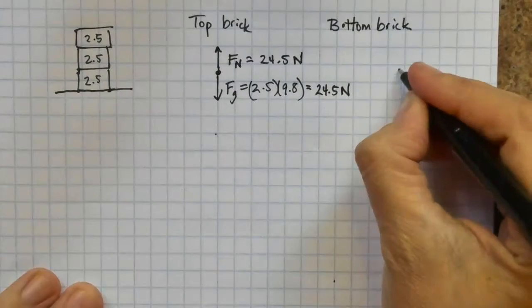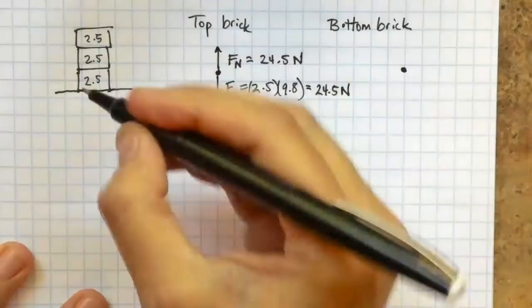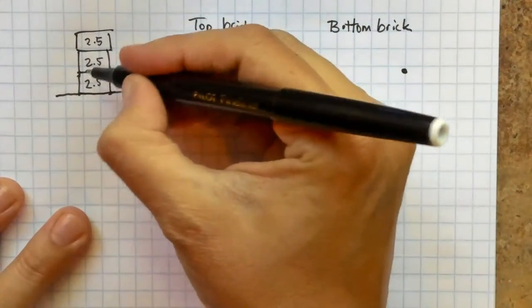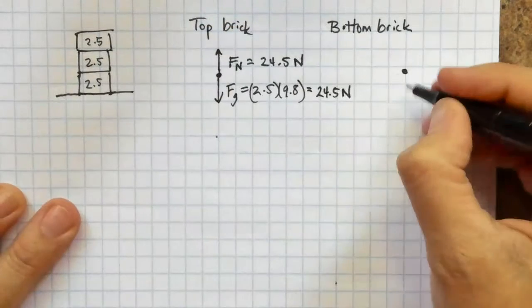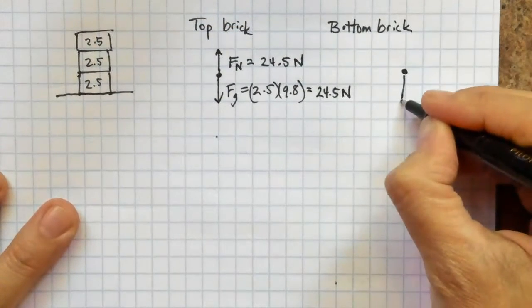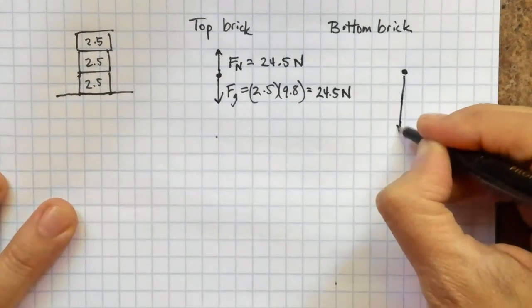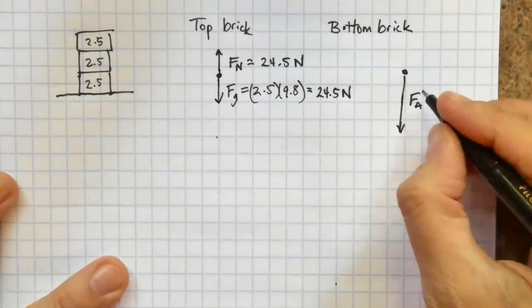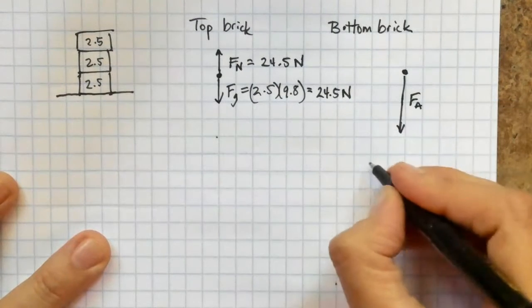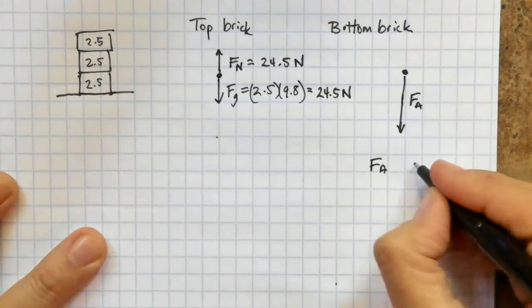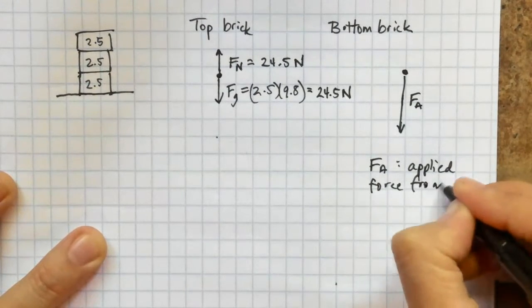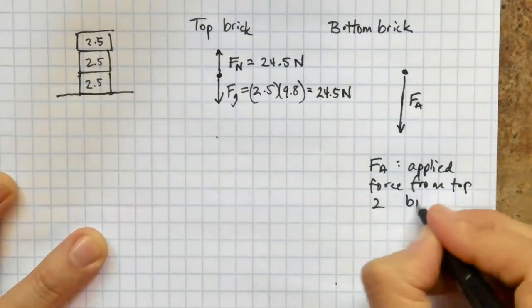and the normal force pushing up on that top brick is going to be 24.5 newtons pushing upward. Now, the bottom brick is a little bit different because the bottom brick has the weight of 2 other bricks on it. So here, it has some sort of applied force on it from the top 2 bricks. And I'm going to try to make my arrows a little bit longer to show. So my F of A is going to be my applied force from the top 2 bricks.